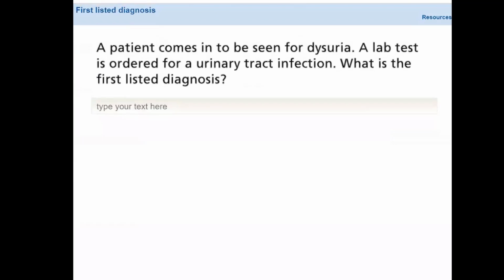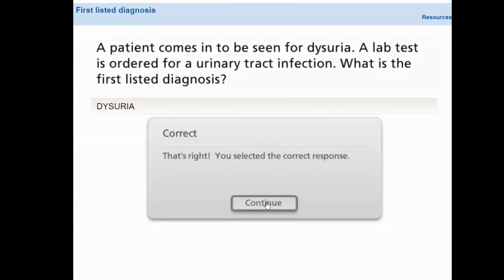A patient comes in to be seen for dysuria. A lab test is ordered for a urinary tract infection. What is the first listed diagnosis? Now, this is an outpatient question. Let's pretend it's an outpatient question. Dysuria. And even if it was an inpatient question, it's just being ordered to see, so you wouldn't code UTI.